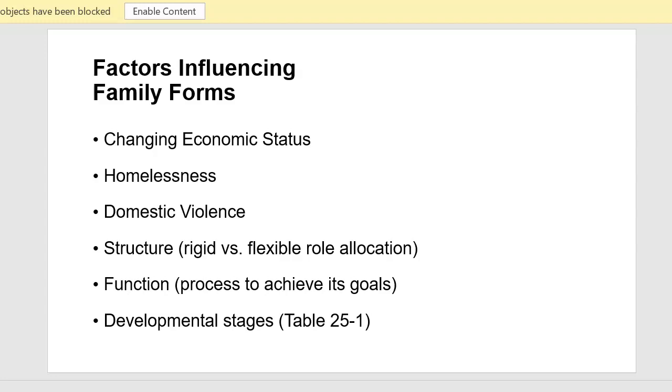Domestic violence. The cause of family violence is complex and multidimensional. Stress, poverty, social isolation, psychopathology, substance abuse, and learned family behavior are all associated with violence. Each family is unique in its structure.